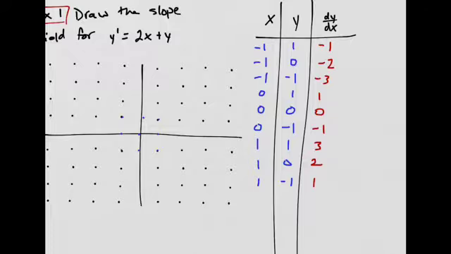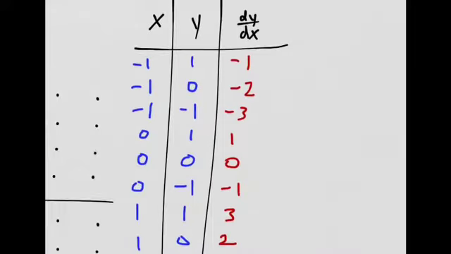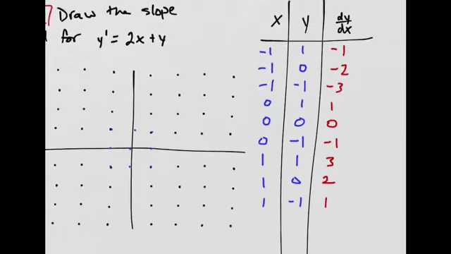So now, hopefully those are right. I'm going to double check. Now I'm going to plot these slopes. What do you mean, plot these slopes? Look, a slope of negative 1 is like down 1 over 1. I'm going to plot that slope on that coordinate. So I go to negative 1, 1. There it is, and I have a negative 1 slope.